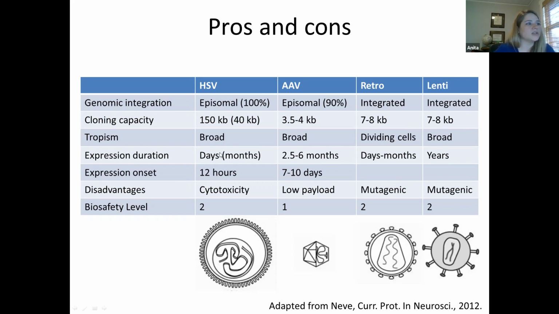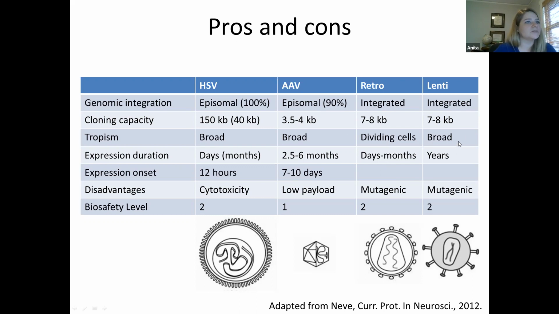And then how long they express might be a reason why you would choose one or the other. HSV expresses quite rapidly, within 12 hours, and it expresses for days. If you have the replication deficient kind, it might be months, but it's still not as long lasting as some of these others. So AAV, they basically advertise that it's 6 months, but I think it's like years also. Retro is a little shorter, primarily because the cells are dividing and the signal is going to get diluted out.